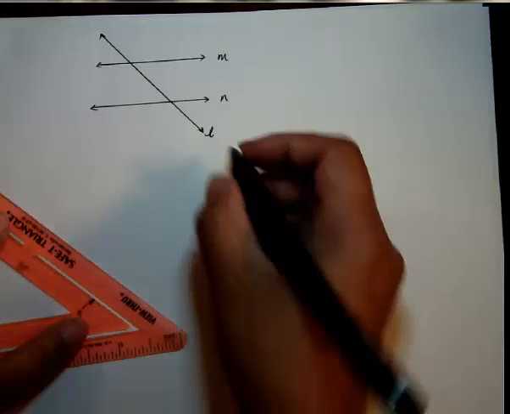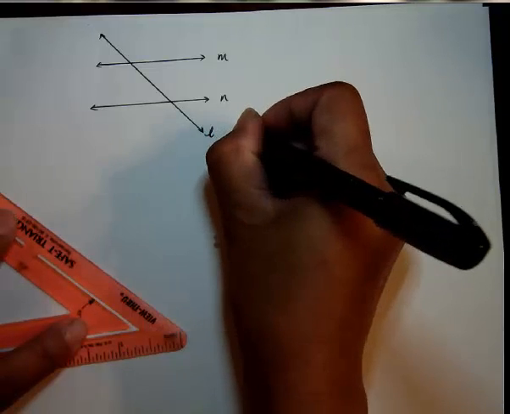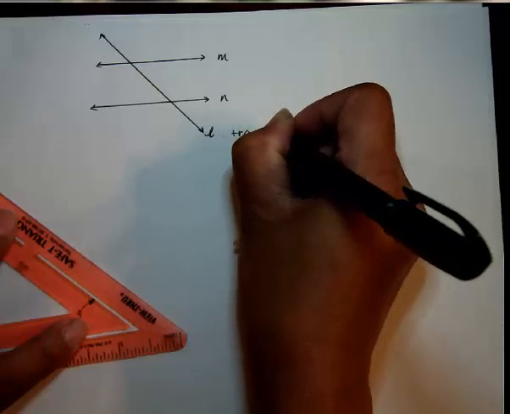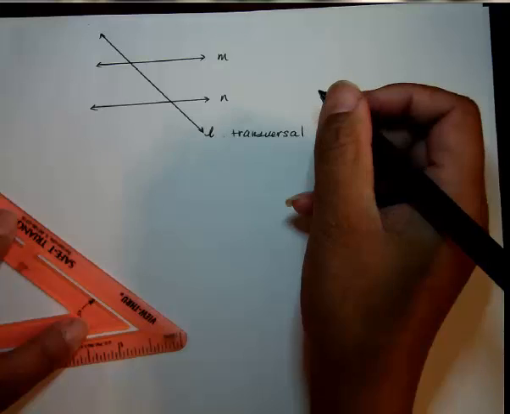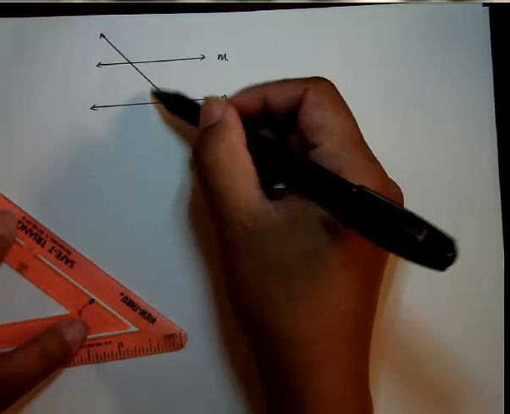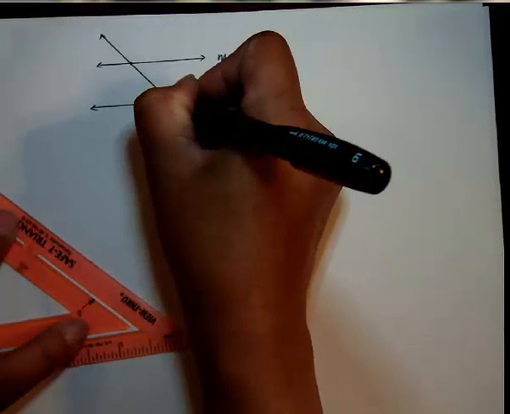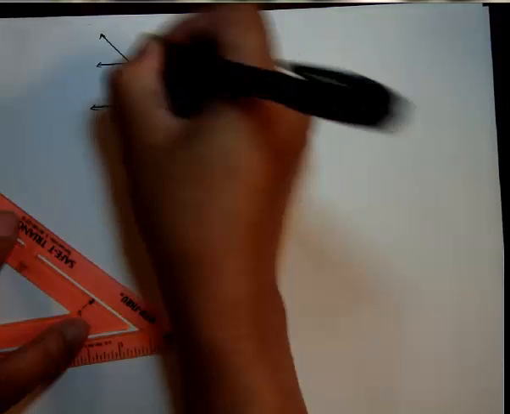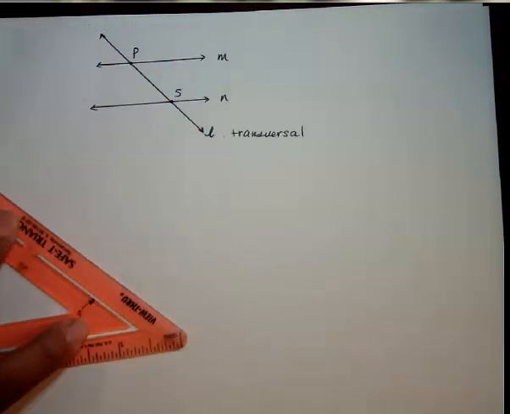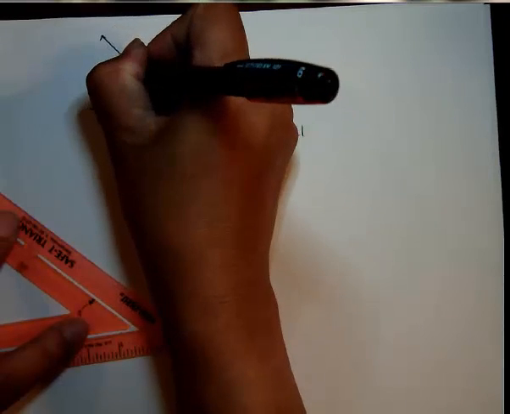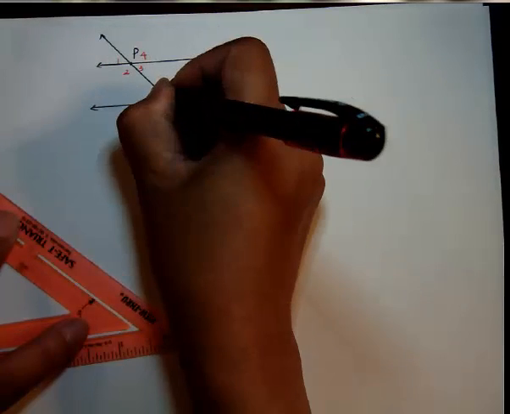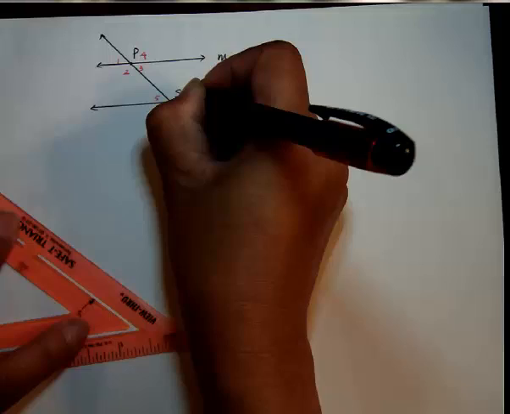So this is called a transversal, because a transversal is a line that intersects two or more lines at different points. See, they intersect at different points. We call these points P and S. That's called a transversal. And let me name all those angles around this way: 1, 2, 3, 4, 5, 6, 7, 8.